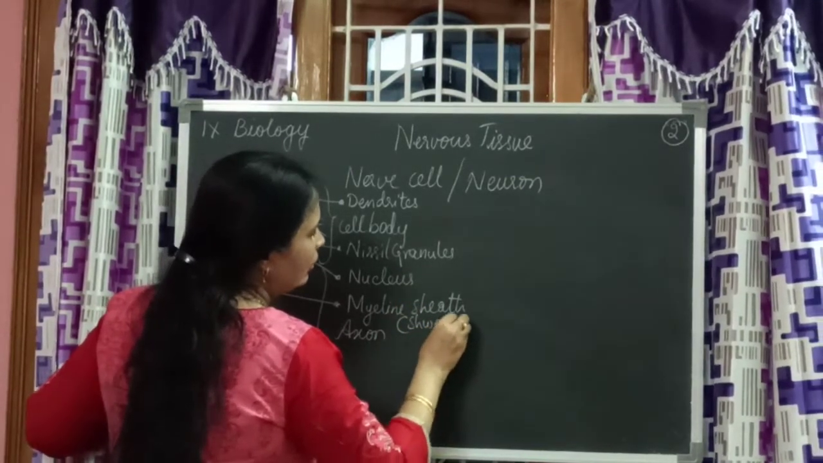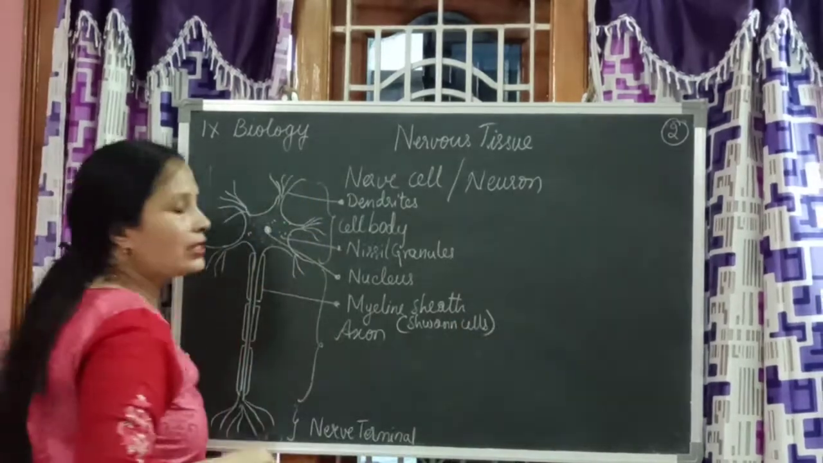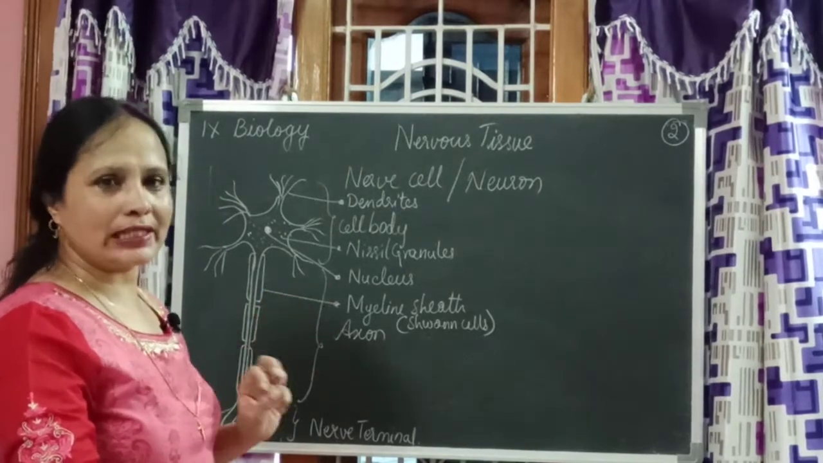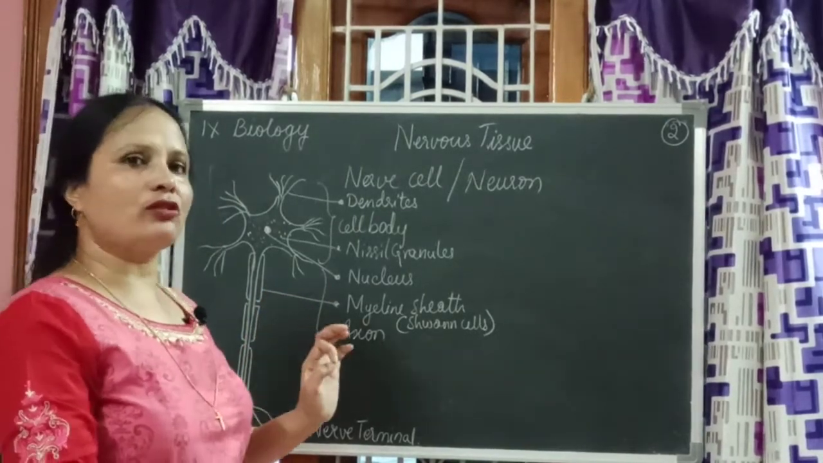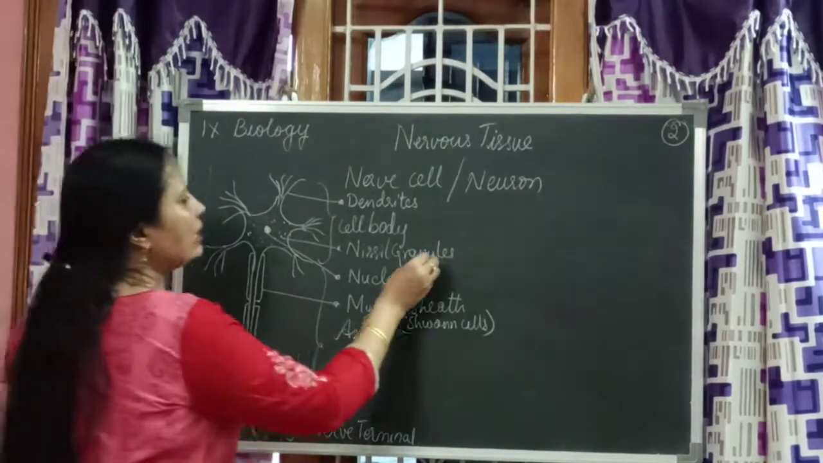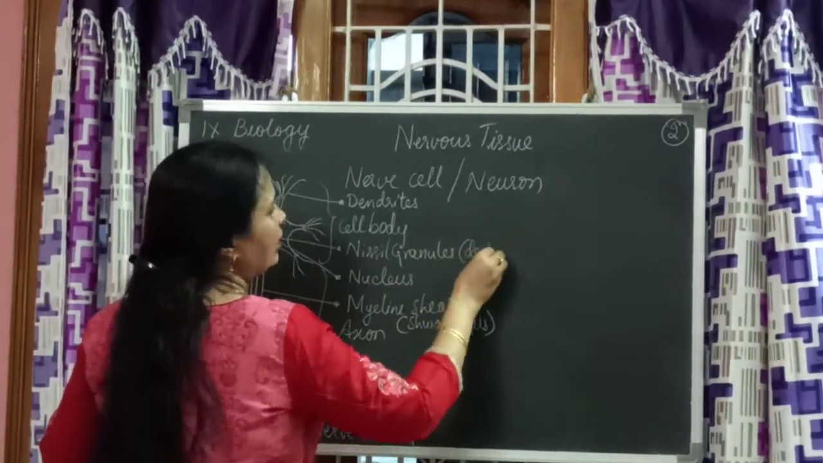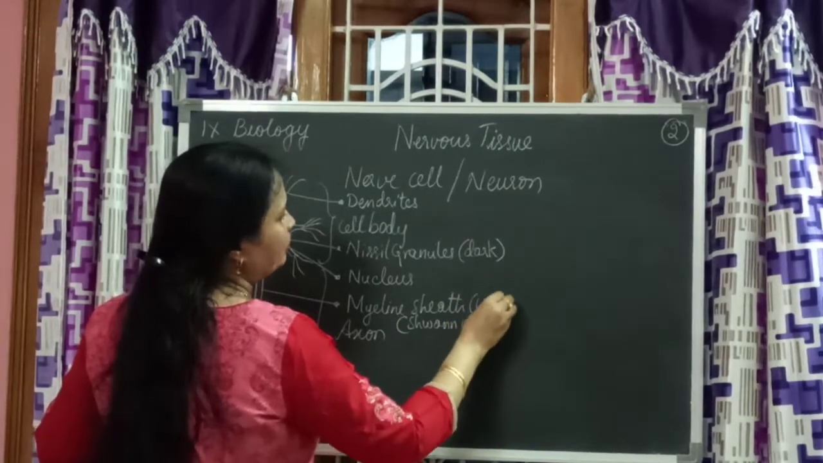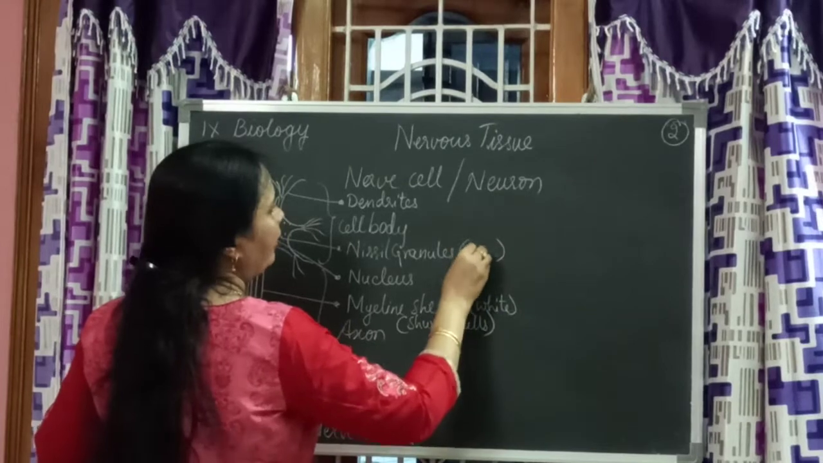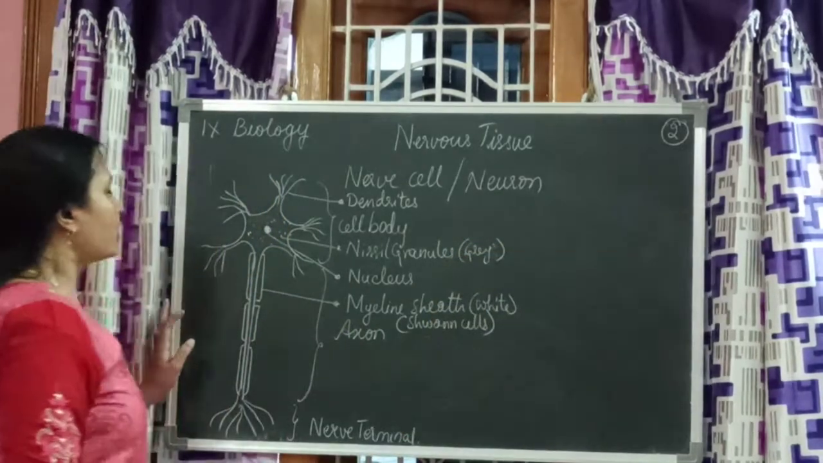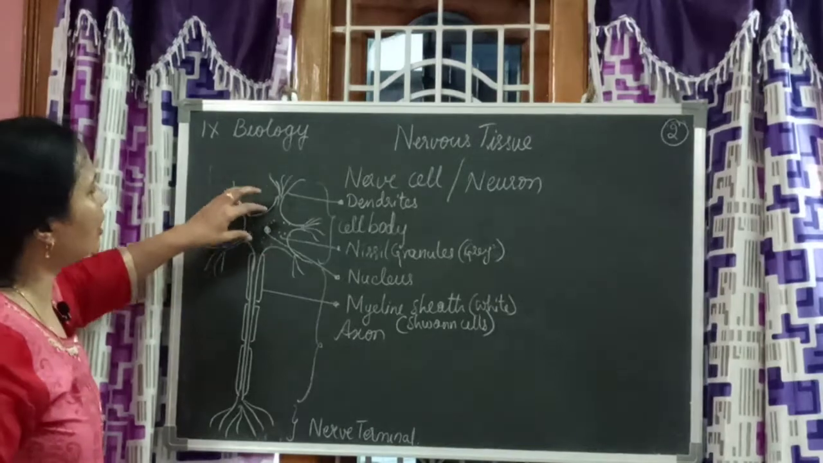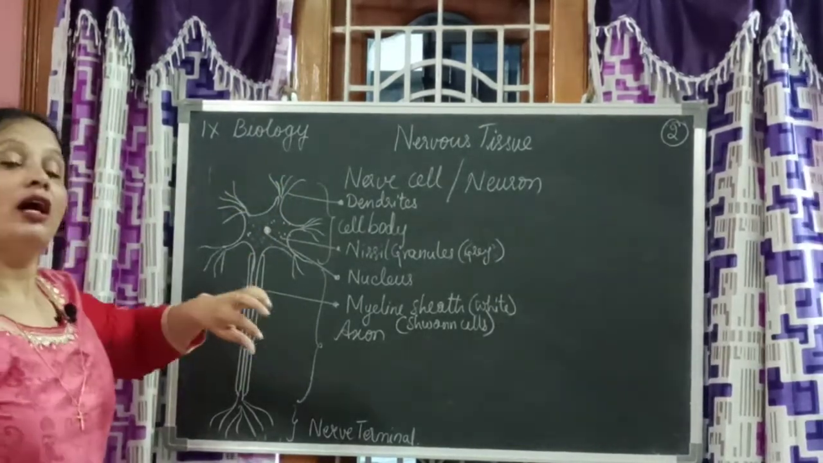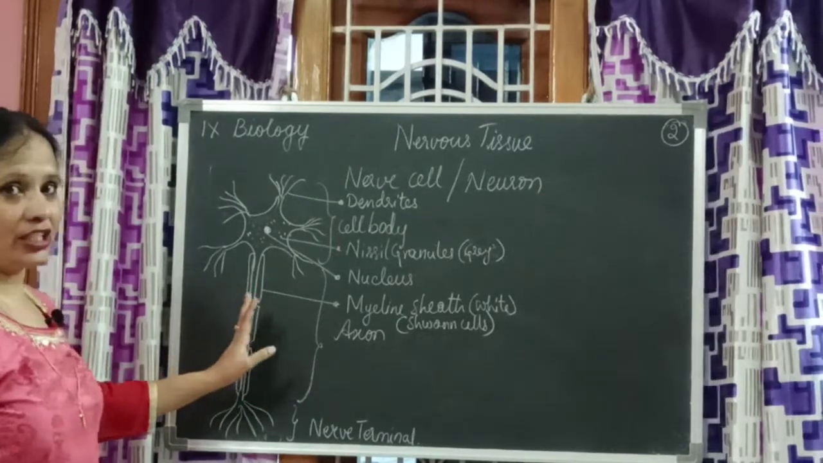Schwann cells are made up of lipids. That's why it looks white in color. And Nissl granules look dark in color, and the myelin sheath looks white in color. Or you can say gray and white. That means our nerve cell at the cell body looks gray in color, and the axon looks white in color.